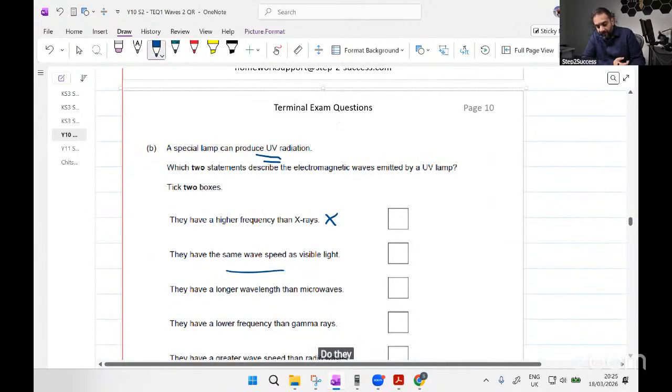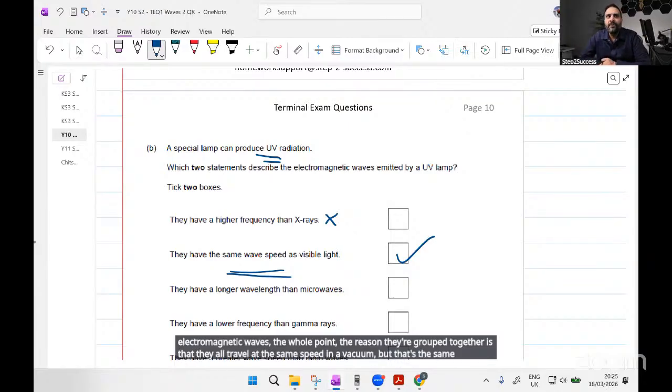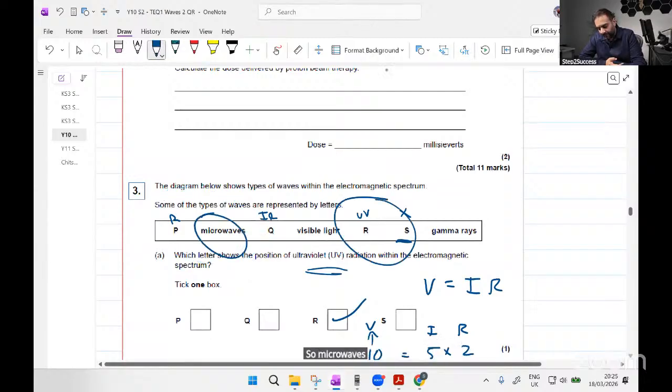Do they have the same wave speed as visible light? Yes, all of the electromagnetic waves, the whole point, the reason they're grouped together is that they all travel at the same speed in a vacuum, but that's the same thing. Do they have a longer wavelength than microwaves? No, they don't. The longer wavelengths are this side. So microwaves have a longer wavelength than these ones.